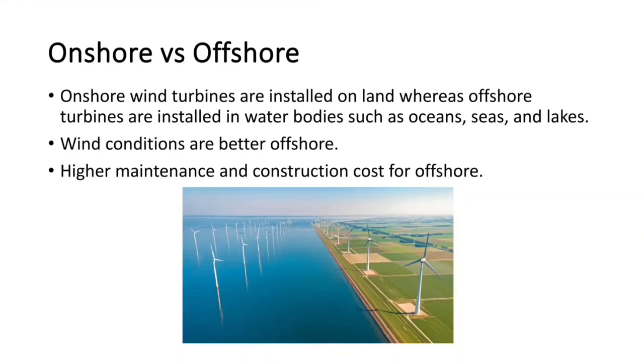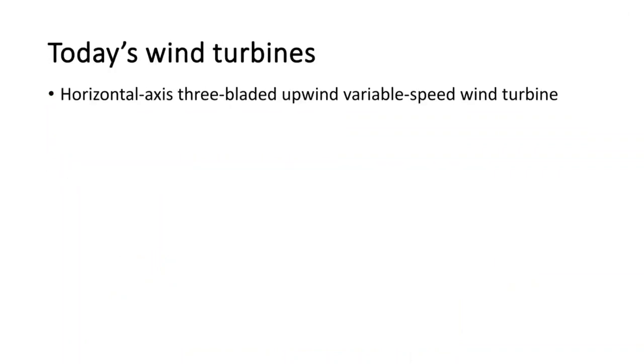Next, we have onshore and offshore wind turbines. Onshore wind turbines are installed on land, and the offshore wind turbines are installed in water bodies such as oceans, seas, and lakes. One advantage of offshore wind turbines is that wind conditions offshore are better, but you also need higher maintenance and construction costs if you want to go offshore.